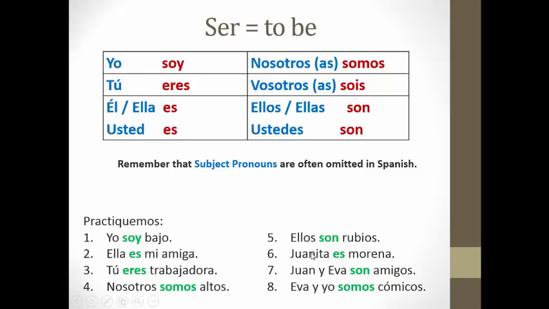5, they are blonde. Ellos son. 6, Juanita is a brunette. Juanita es. 7, Juan and Eva are friends. Juan y Eva son. And lastly, Eva and I are funny. Eva y yo somos.